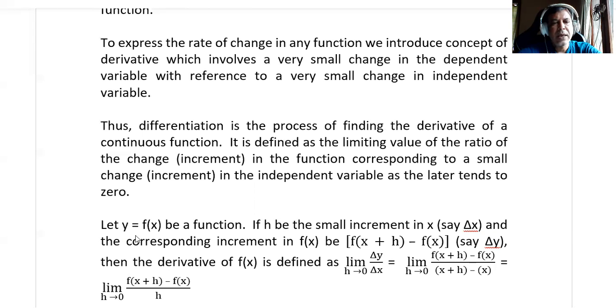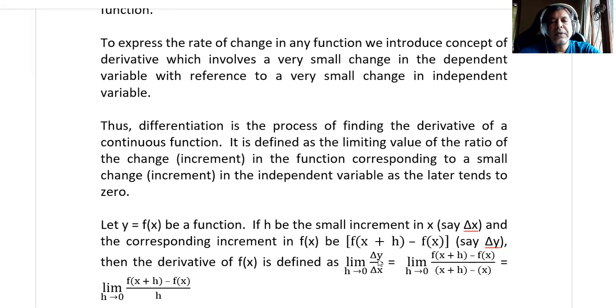So consider y equal to f of x to be a function. If we consider a small increment h in that x, say delta x, h and delta x are one and the same, and the corresponding increment in f of x will be f of x plus h minus f of x, which we call delta y. That means the derivative of f of x is defined as change in y divided by change in x when this h tends to 0. H means here it is delta x.